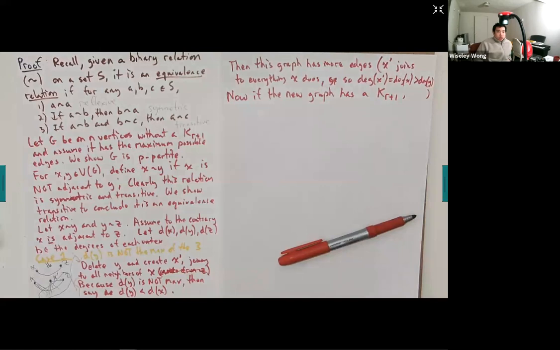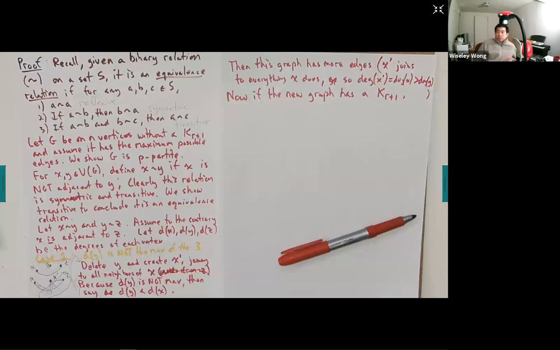I don't know if anyone sees what's the logic here that's going to give us the contradiction. So I replaced this original vertex y with this x prime, and now I do have more edges. So if this doesn't contain a clique of size r+1, then yes, I have a contradiction, because then this has more edges and it still avoids a K_{r+1}. But you may say, okay, well, that doesn't have to necessarily be the case.